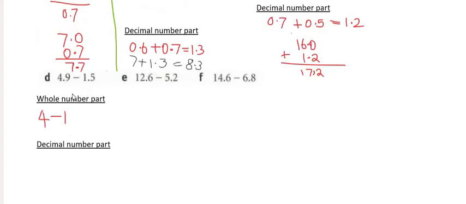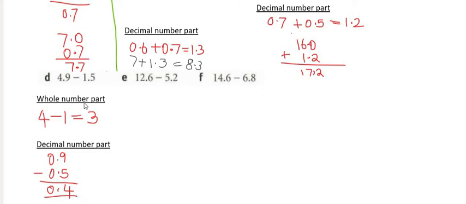We take the whole number part for 4.9 and 1.5, which is 4 minus 1 is equal to 3. And the decimal part is 0.9 subtracted by 0.5. See, the upper number is greater than the lower number, so we can subtract it. 9 minus 5 is 4, and put the decimal here straight. So we get the answer 0.4.